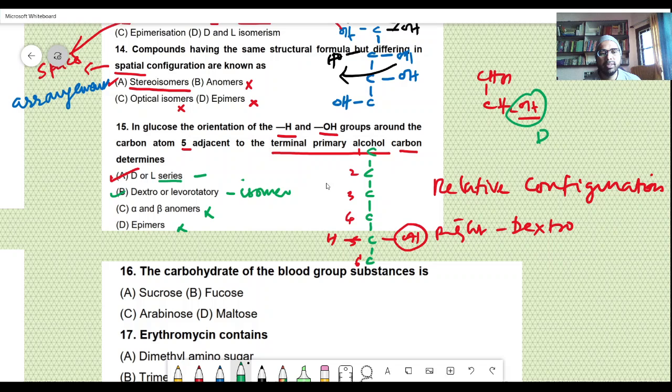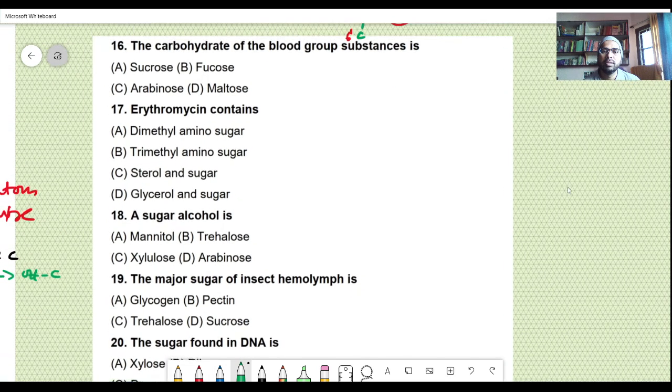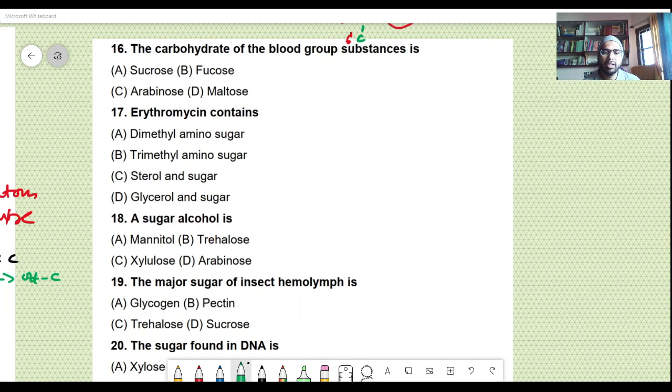So the next question is question number 16. The carbohydrate of the blood group substance. I think in the last few classes I told you about the blood groups. The options are sucrose, fructose, arabinose and maltose. These others don't come there, so it is fructose, because that decides the blood group. You can refer to my previous slide, where we have seen what decides the blood group.